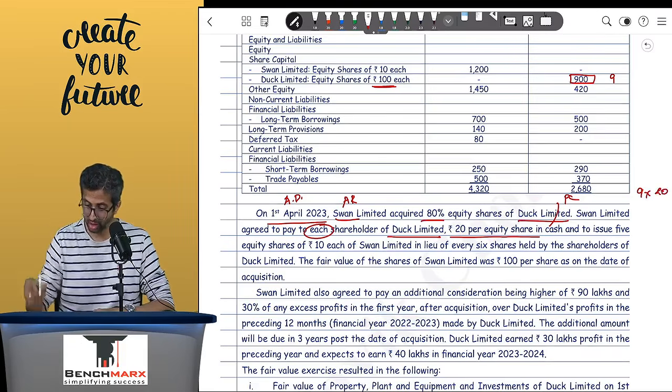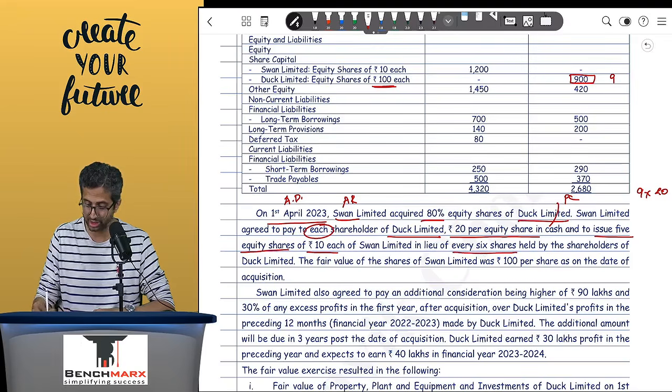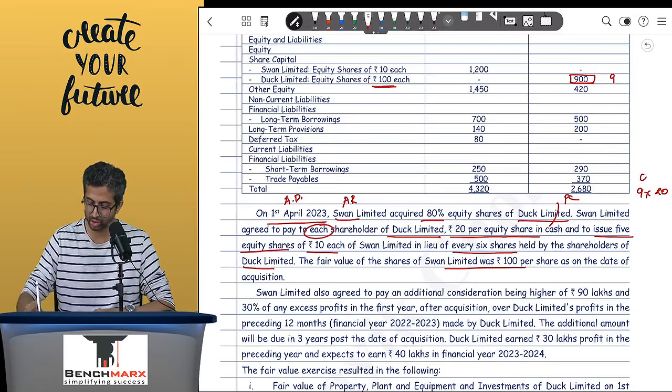Okay. And to issue 5 equity shares of rupees 10 each of Swan in lieu of every 6 shares held by the shareholders of Duck. The fair value of the shares of Swan was 100 as on the date of acquisition. So this is your cash, which is a part of PC. Apart from that, you will have shares issued. So when I go to see, there are 9 lakh shares.